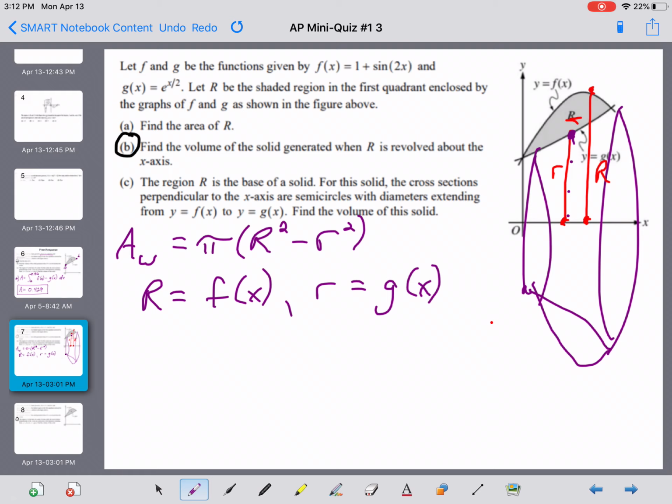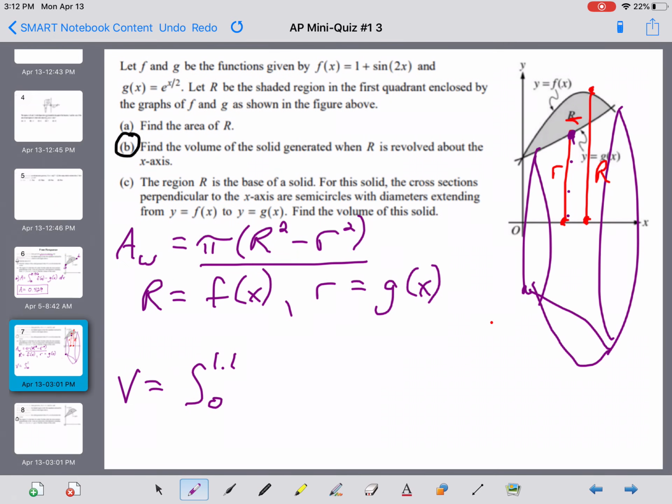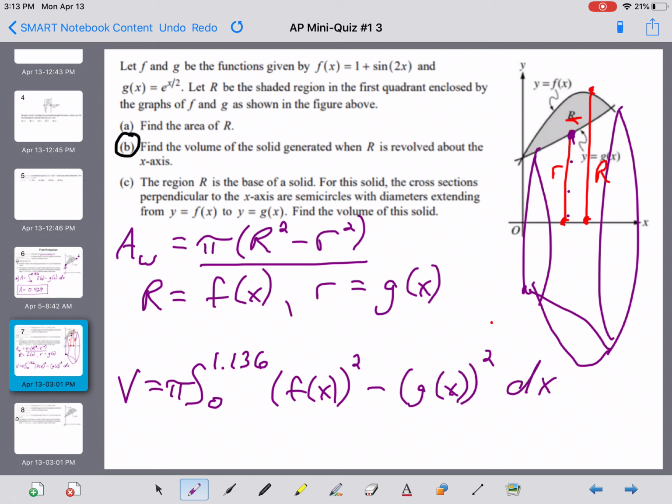So that formula that we have right here is actually good now, and if we wanted the volume of this region, it would be a definite integral, still going from 0 to b, which we wrote down before was 1.136, and unless I wrote that somewhere on my paper, I wouldn't want to use a b right here. We've got a pi that we like to put out in front of the integral, and then capital R was just going to be f of x, close it, and square it, minus little r, which was just going to be g of x. Close it and square it, and we're going to take all of that with respect to x.